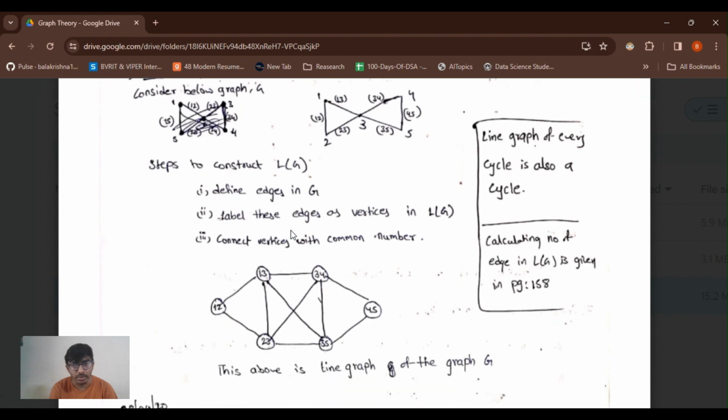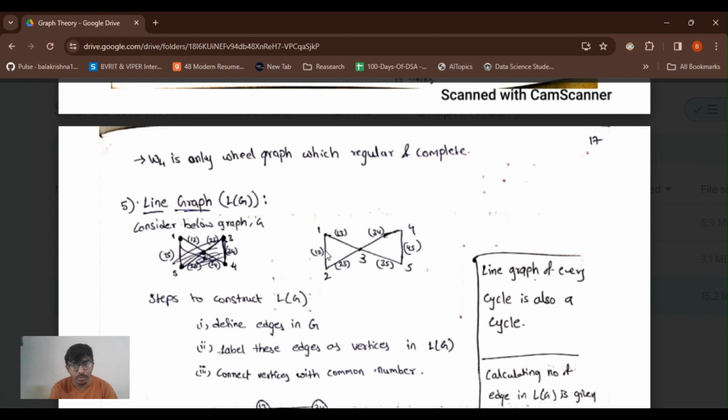Next one is line graph. Line graph for every cycle is also a cycle. Calculating the number of edges in the line graph is given on page number 158.